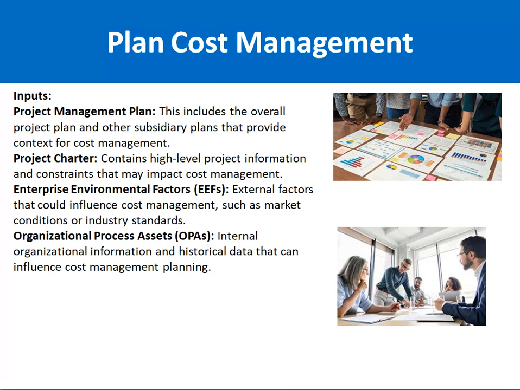Another input is the enterprise environmental factors. That means different factors, including market conditions and industry standards, which will affect or impact the cost. Then organizational process assets, OPA, which have the information and historical data that can influence cost management planning. For example, in the past, a project of an e-commerce solution was done within a cost of, let's suppose, $3,000. So you can think about it that it will impact the planning in the future as well.